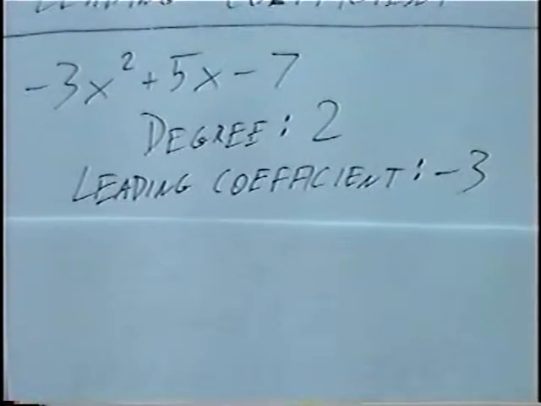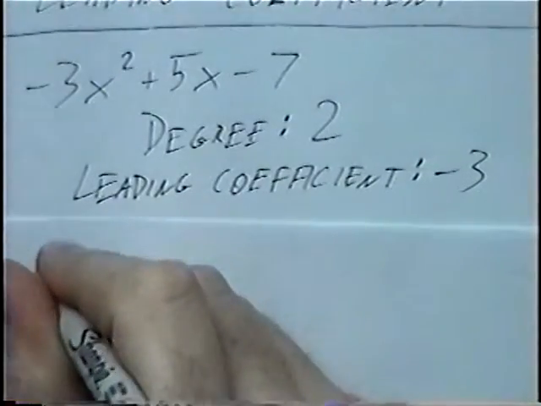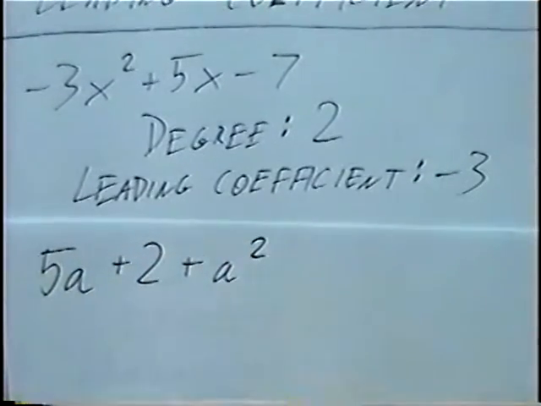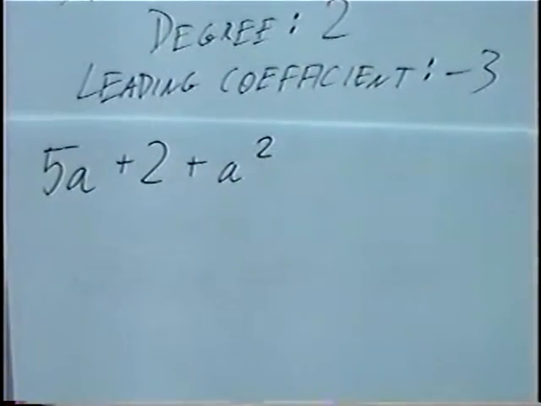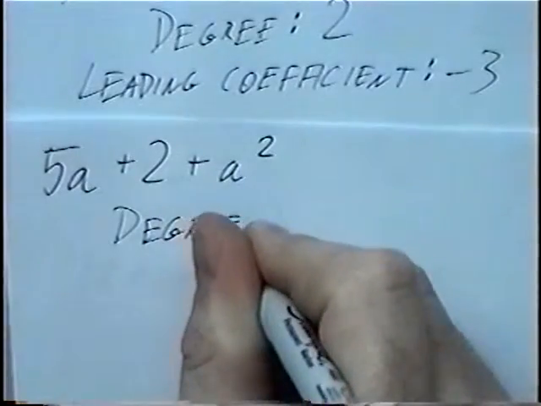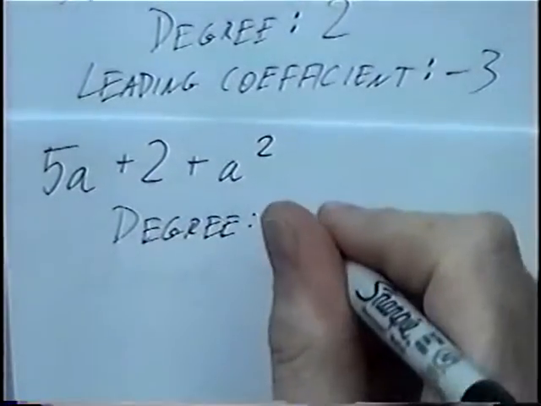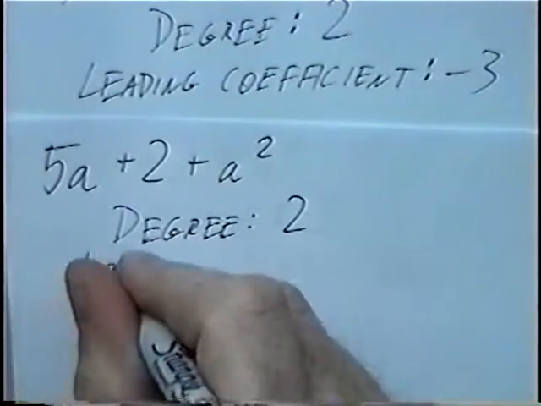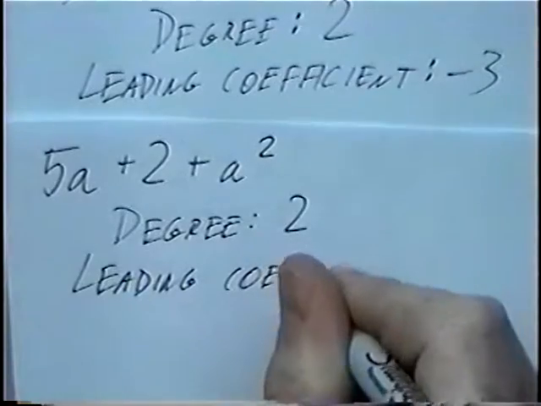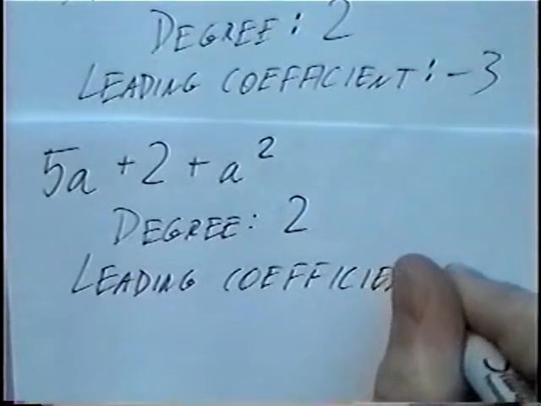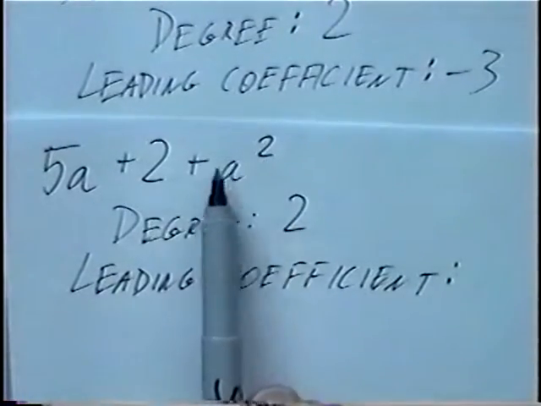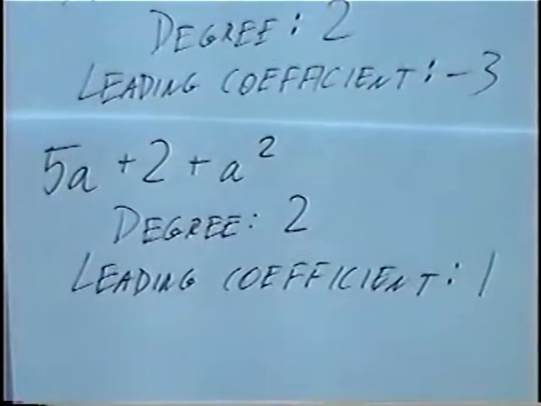Next problem is 5a plus 2 plus a squared. The degree, which again is the highest exponent, would be 2. And the leading coefficient, the coefficient in front of the highest exponent, which in this case would be 1.